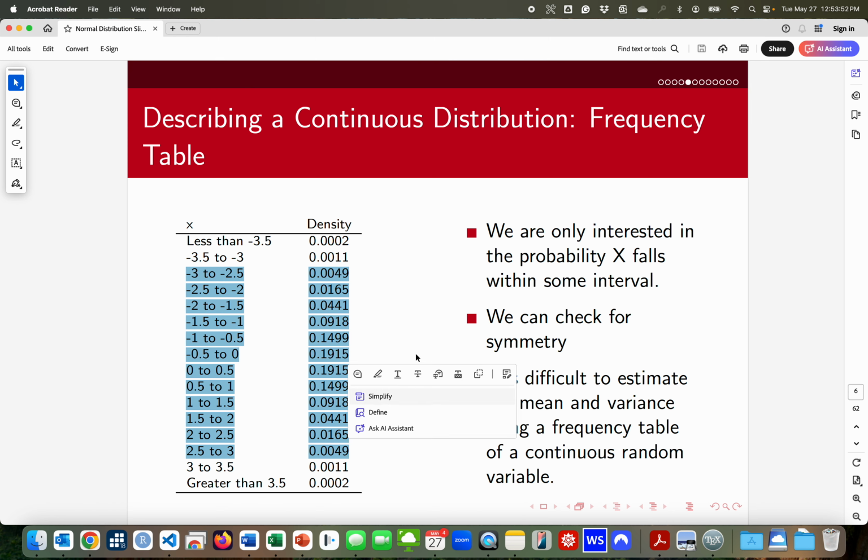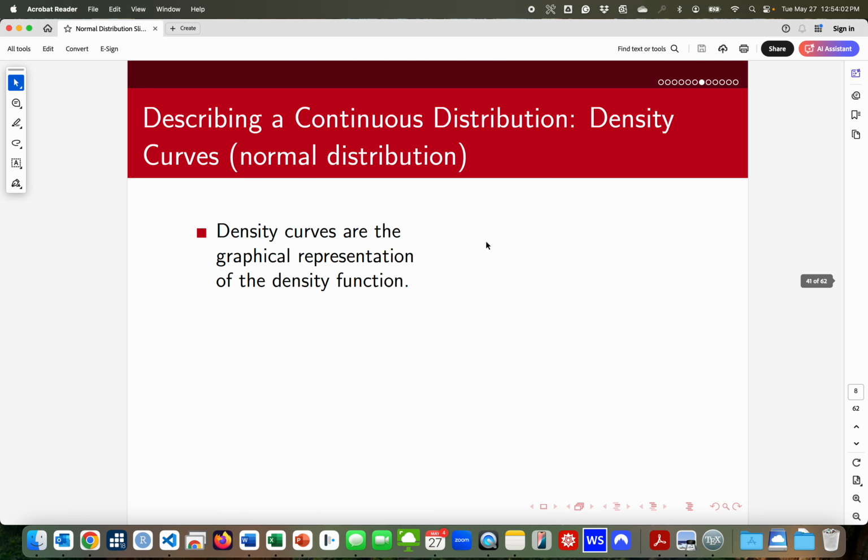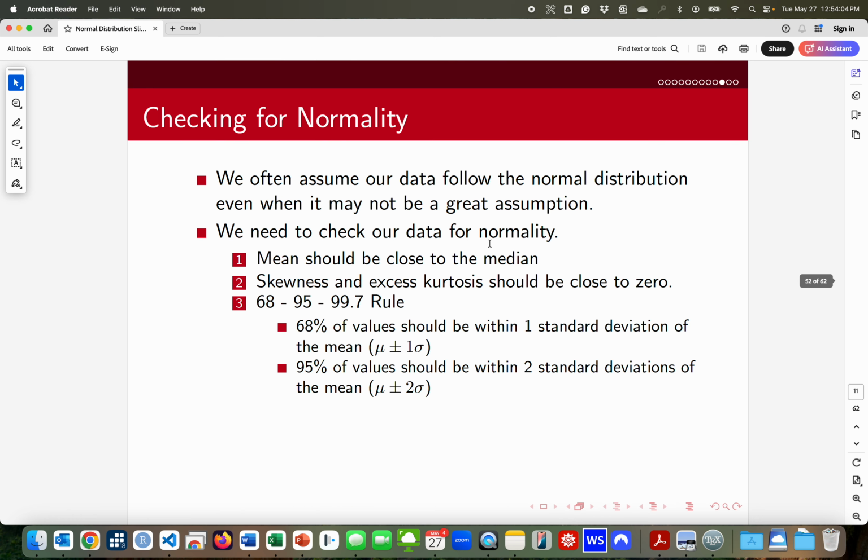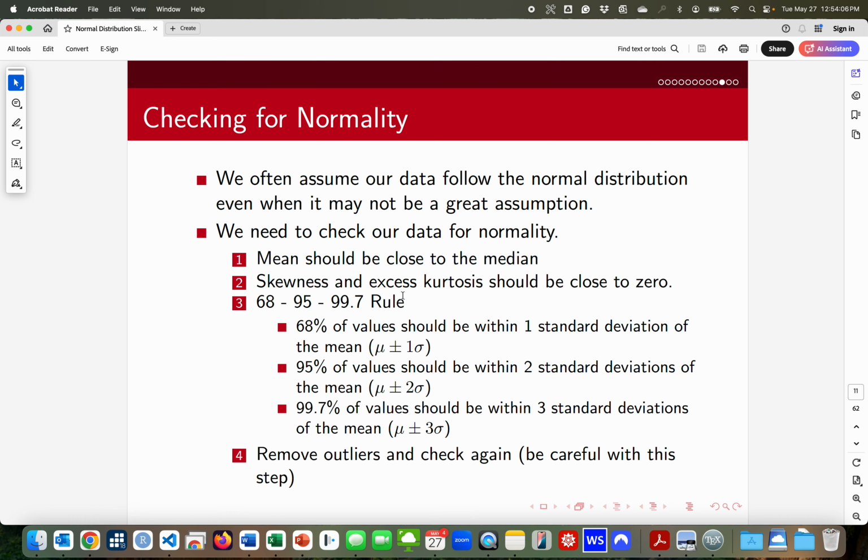It's telling us the proportion of observed values that we expect to be within a certain range of the mean, if it's truly normal. So if you look at that and these numbers aren't really matching up, it's because the normal distribution doesn't accurately describe that distribution. You can remove outliers and check again, but just be careful with that step. I'm always hesitant to throw out data when it's good data.